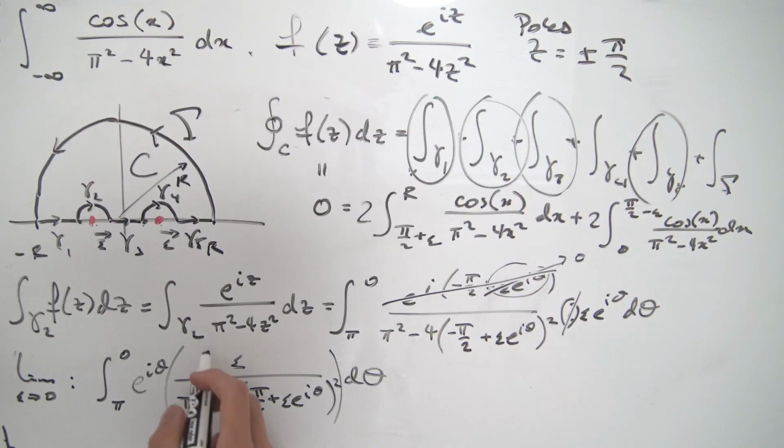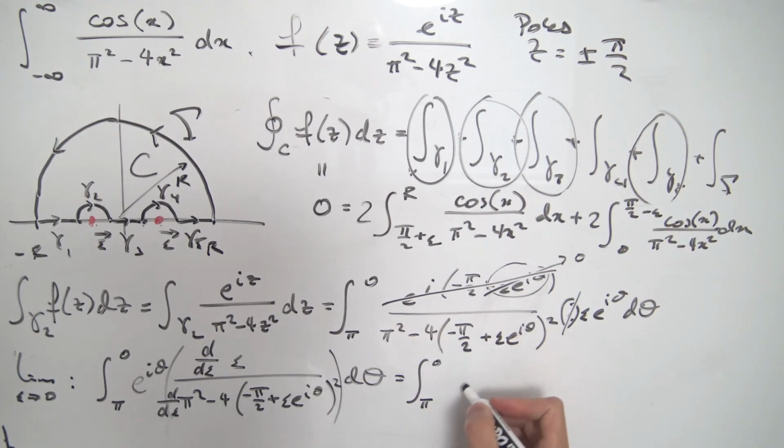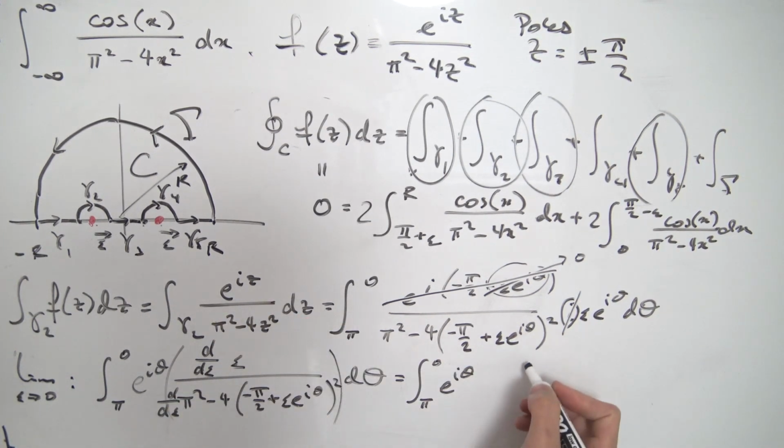And that just means we have to use L'Hopital. So let's differentiate the top with respect to epsilon, so d d epsilon, and differentiate the bottom with respect to epsilon, so d d epsilon down there. And what are we left with? We're left with the integral from pi to 0 of e to the i theta. And now the derivative of epsilon with respect to epsilon up here, that's exactly 1. And then we're going to divide that through by the derivative of the bottom right here. The derivative of pi squared is exactly 0. And then we have this thing left right here.